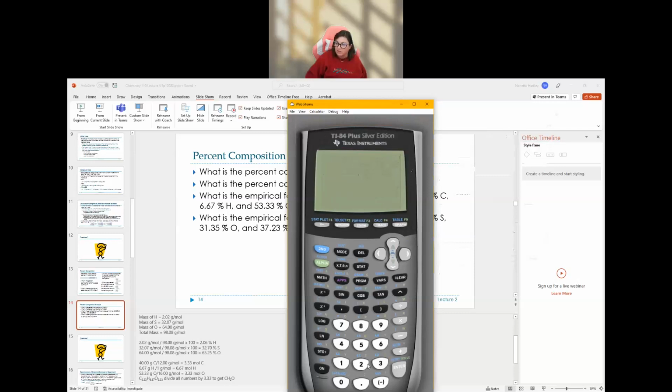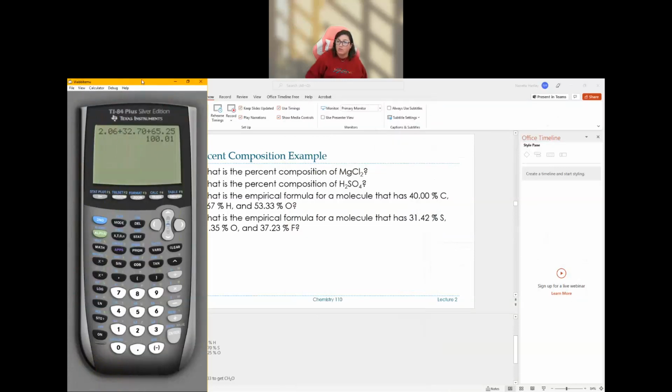Typo. I hate it when I do that. It doesn't let me do some of the things I can do on my physical calculator when I'm on the computer. So 2.06 plus 32.7 plus 65.25. Again, 100.1. Awesome. We like it when that happens. I'm going to put this over here for now.